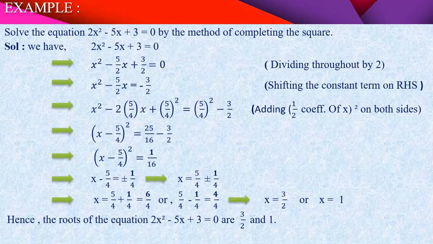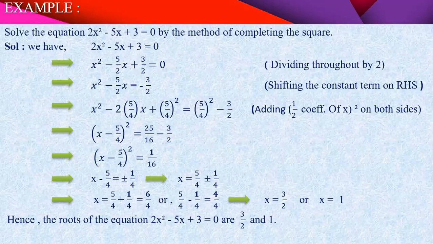You can consider it as (5/4)², because the square of a negative rational number is always positive. So instead of taking −5/4, you can take it as (5/4)². So half of the coefficient of x, whole square, is nothing but (5/4)² here.